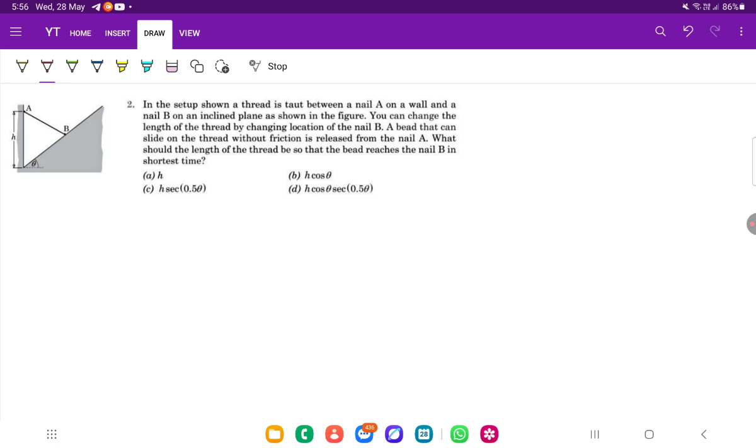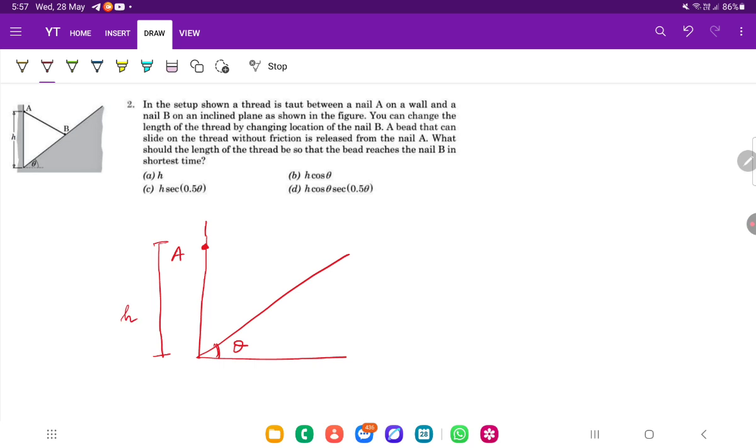I'll solve using the concept I discussed in part 1. So let us draw this diagram here, only a rough diagram. This one is the inclined surface. Here is the point A, and B is a variable point. This angle theta is fixed, and this height is also fixed as A is a fixed point.